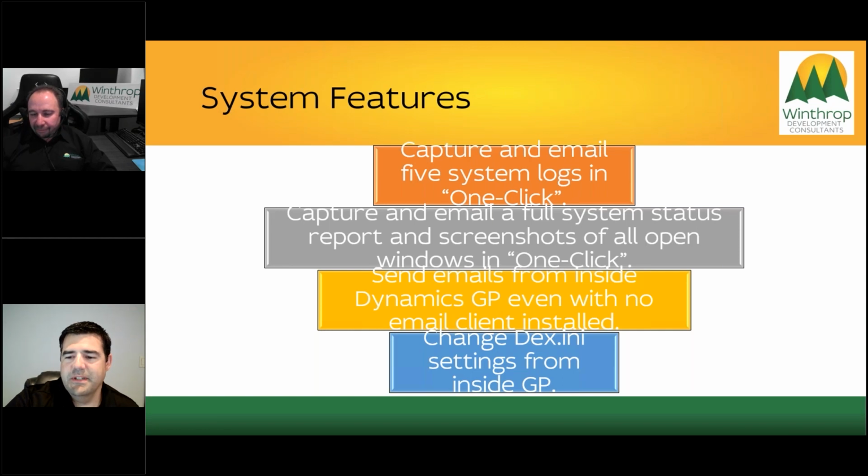So that just makes life so much easier. It also has an emailing feature from within GP, separate from the emailing features that are built into GP. And then we can change that Dex INI. Some of those settings, not everybody might be aware of, but there are some powerful settings in there to make your life easier, or to control some of the functions with that Dex INI. So those are all part of that system module.